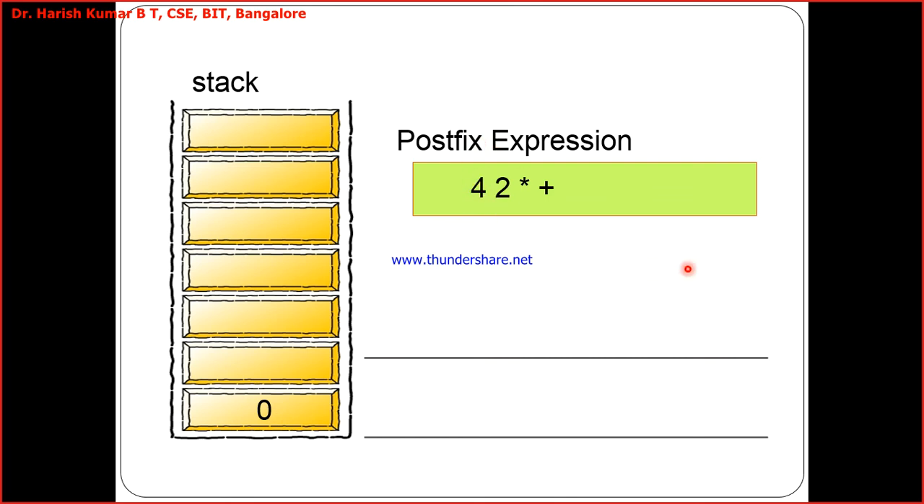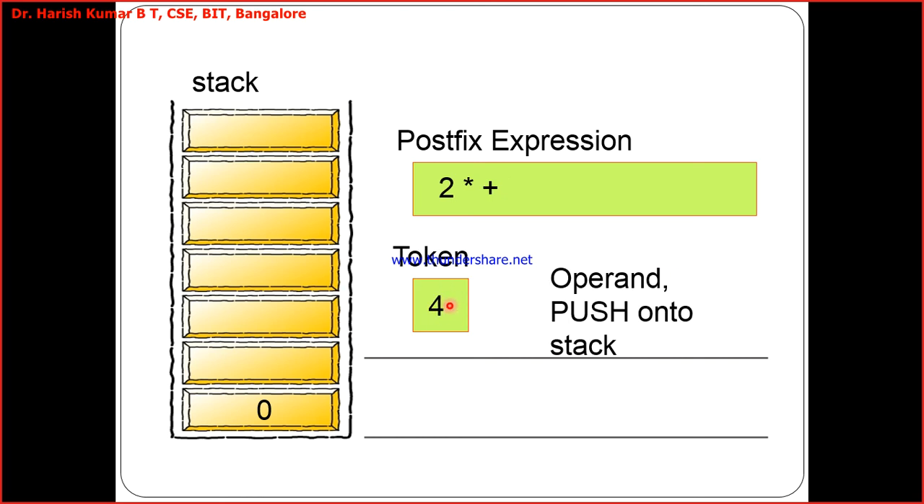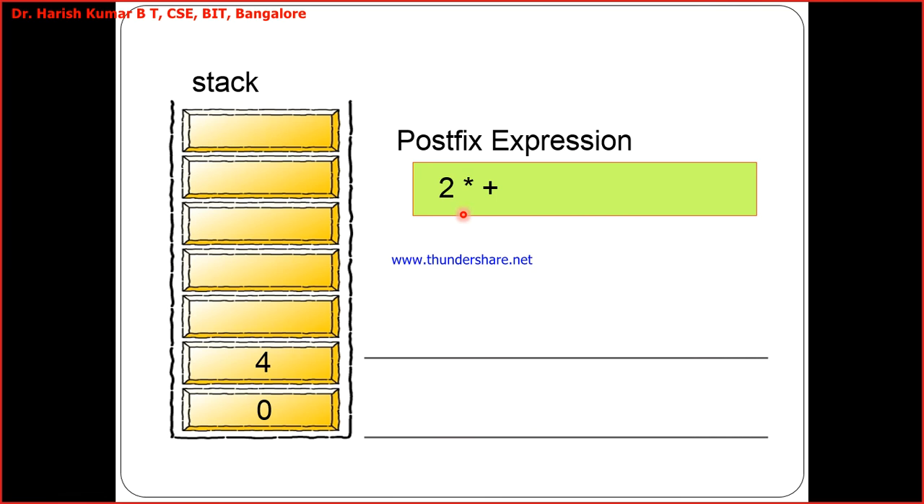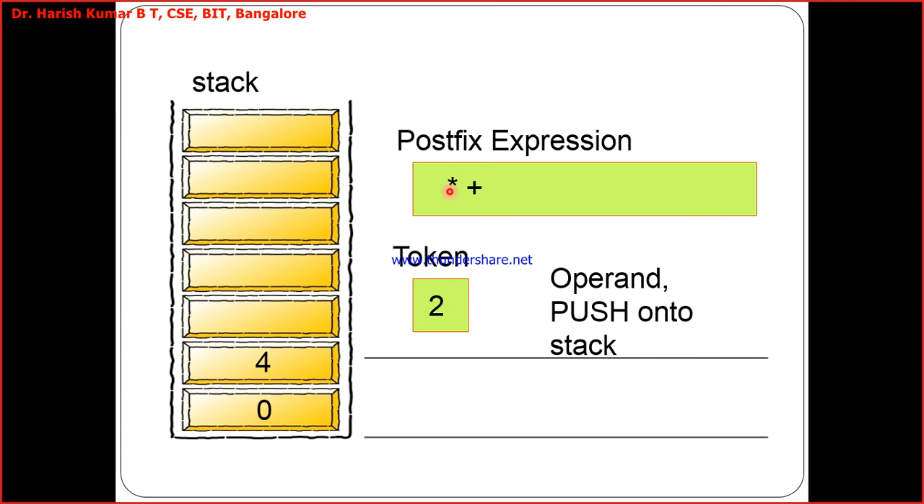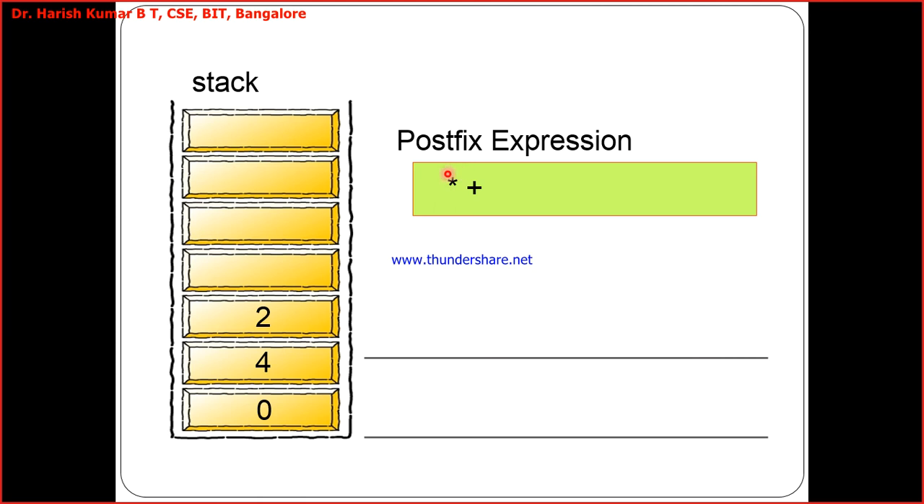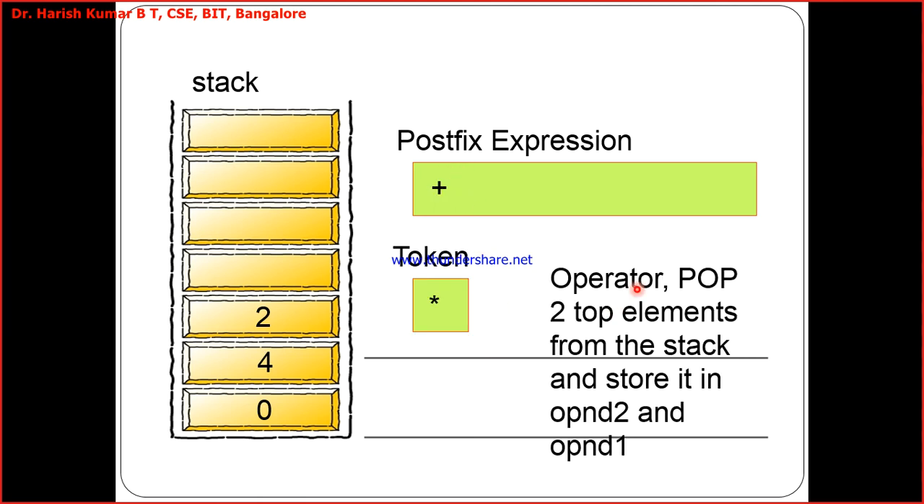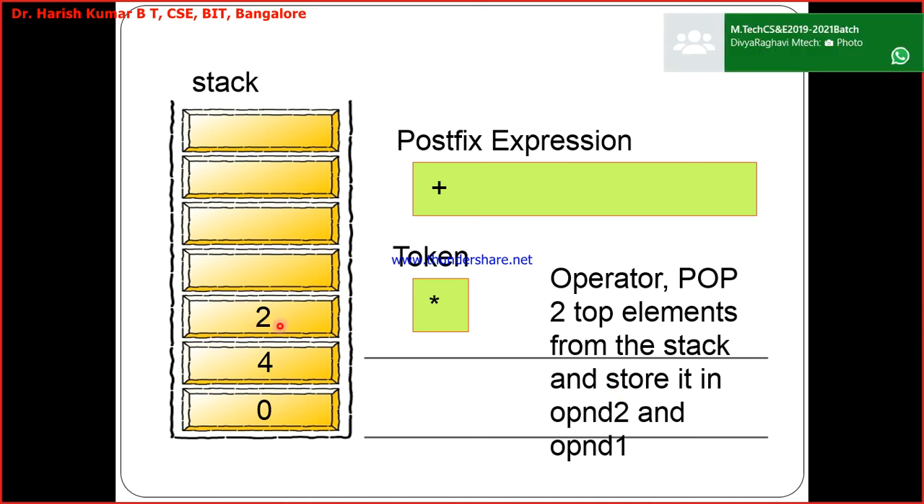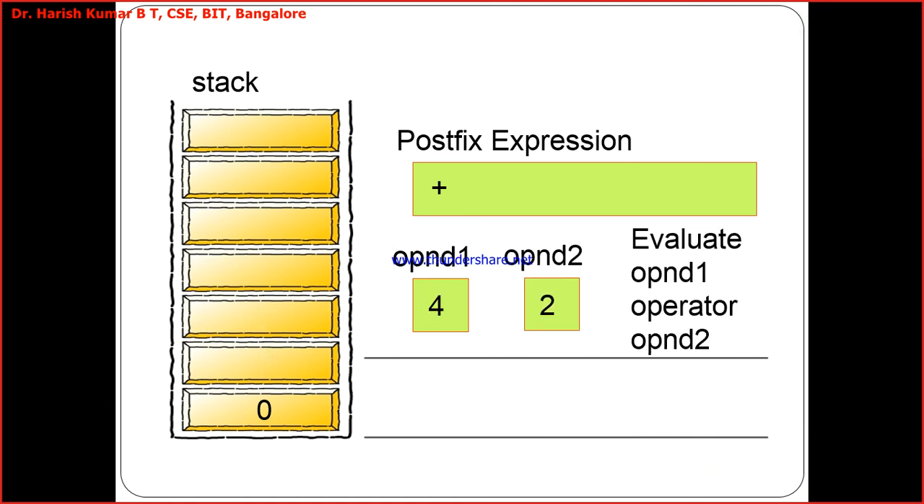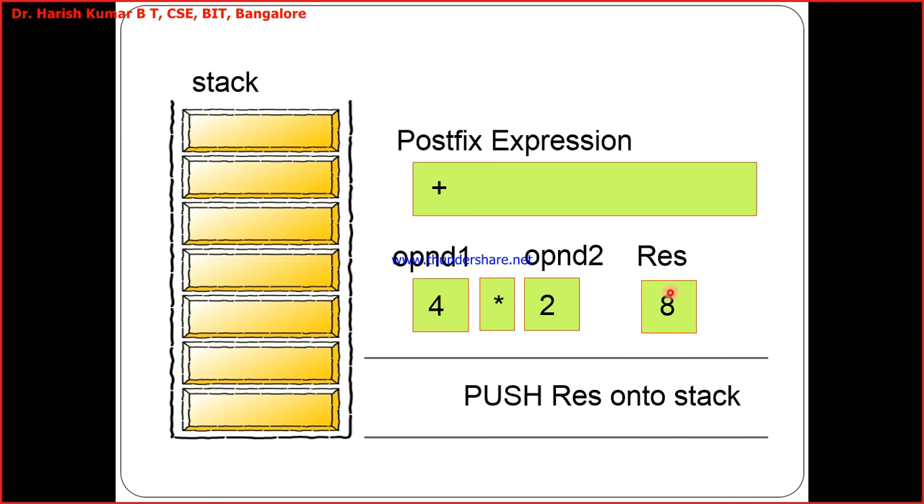The token which I'm scanning right now is 4. Since 4 is an operand, we push it onto the stack. Again I'll continue scanning. The next token which I'm scanning is 2. This is also an operand, push it onto the stack. Now the next symbol which I'm scanning is star. Star is an operator. So now pop 2 elements from the stack. Pop this 2 and assign it to operand 2, and pop 4 and assign it to operand 1. Now what is the operator? Into, and the result is 8.